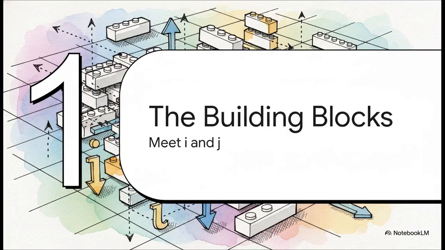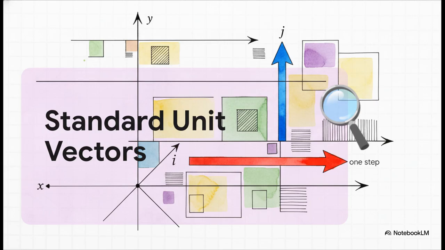All right, to get the big picture, we've got to start small. Really small. Think of these as the absolute fundamental Lego bricks of the entire 2D vector world. It's time to meet vectors i and j. So what are these things? Well, it's incredibly simple. The vector i is just one single step to the right. That's it. And vector j is just one single step straight up. 1 unit horizontal, 1 unit vertical. These are our foundational pieces.